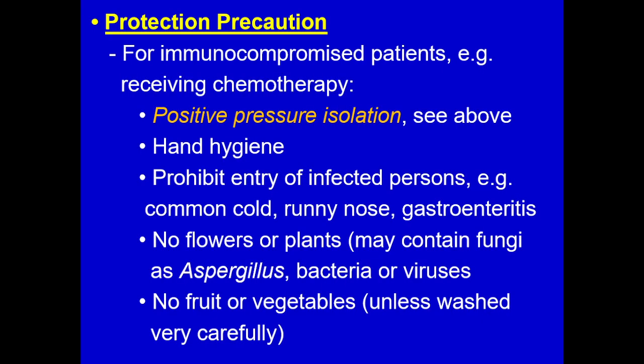Protection precautions. For immunocompromised patients, for example, patients receiving chemotherapy, cytotoxic drugs, immunosuppressive agents, etc., you have to isolate them where? In positive pressure room. And also, not only this, hand washing, prohibit entry of infected persons. Any person is not allowed to go inside these rooms.